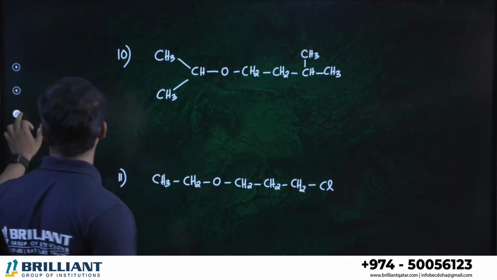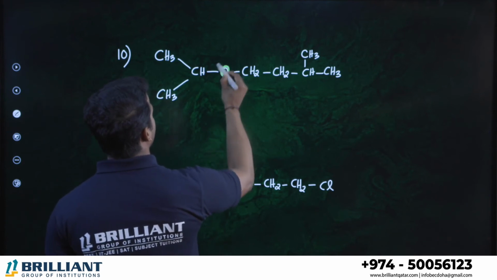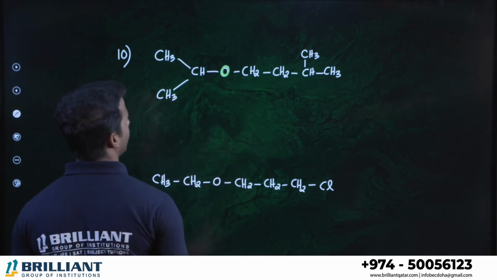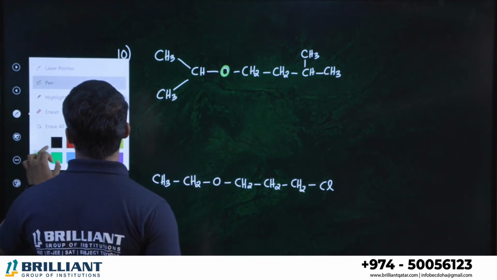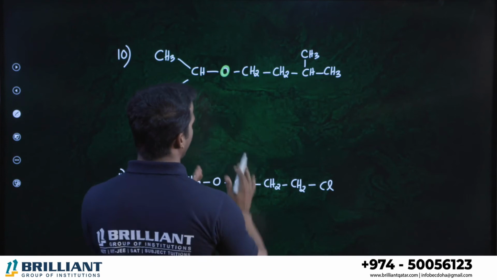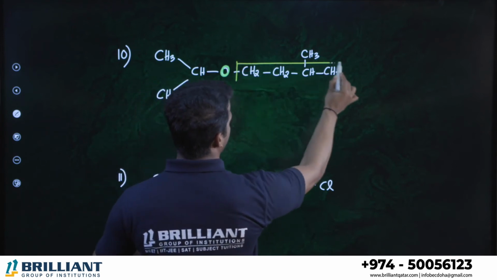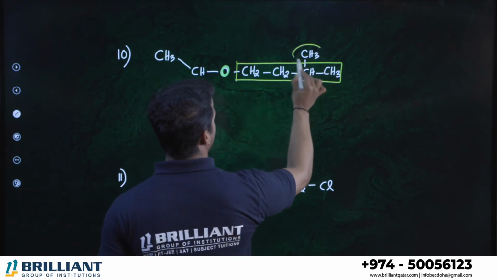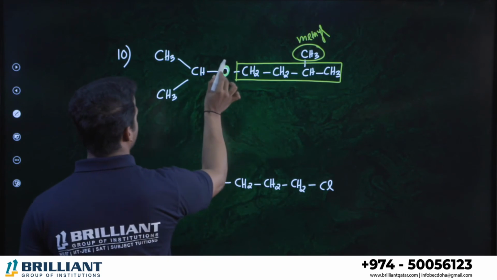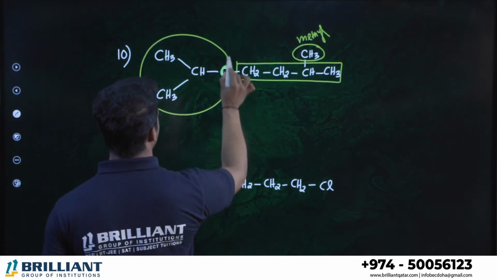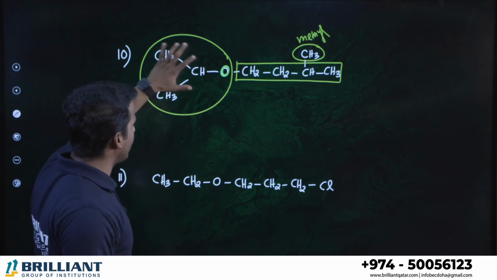Let's see all of you. Question number 10. Where is the oxygen? Here is the oxygen atom. Left side there are 3 carbon. Right side 1, 2, 3, 4, 5. 5 carbons are there. Definitely your parent chain is on the right side. Look into the right side. Take the longest continuous chain. This is the longest continuous chain here. So this is a branch. What is the name of this branch? Methyl. And this is another branch. What is the name of this branch?